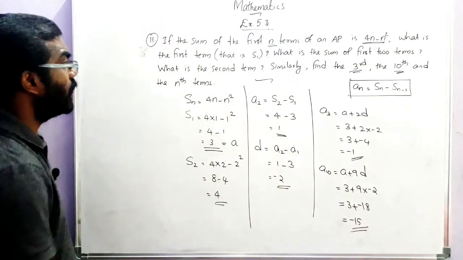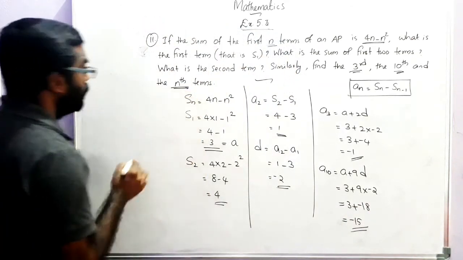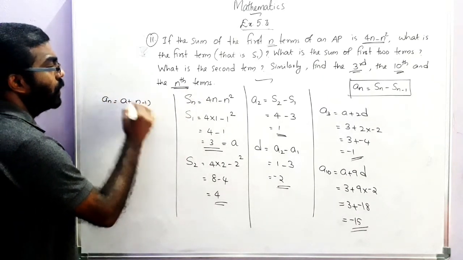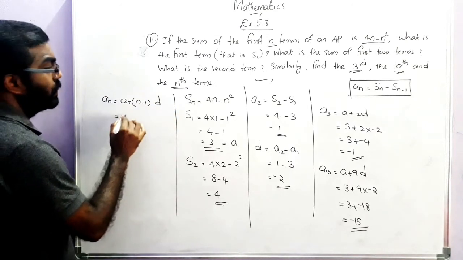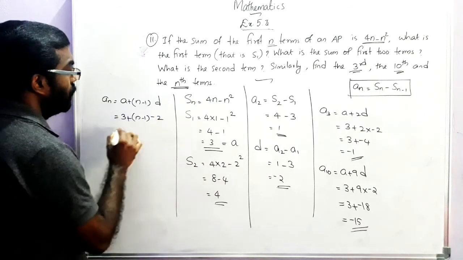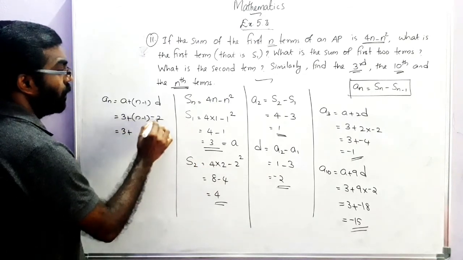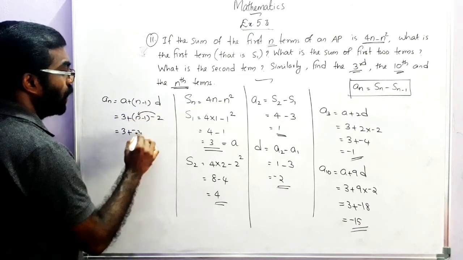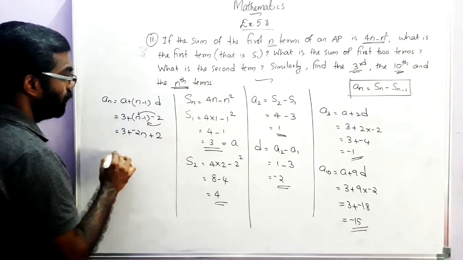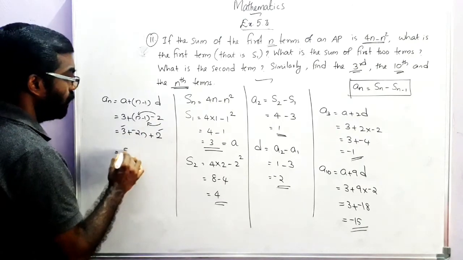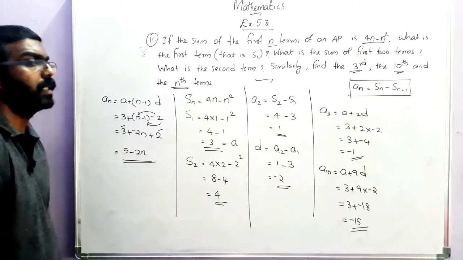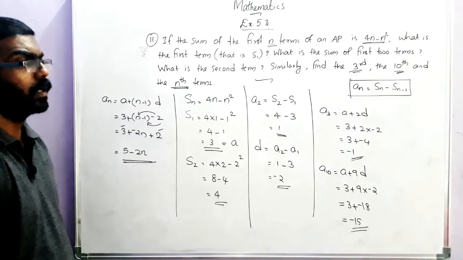Clear? And finally, we have to find the nth term. That is an is equal to A plus n minus 1 into D. Here A is 3. So 3 plus n minus 1 into D is minus 2. That is 3 plus minus 2 into n, minus 2n. And minus 2 into minus 1, minus into minus plus 2 into 1, 2. Okay. And 3 plus 2 is 5. Plus into minus, minus. That is 5 minus 2n. That means the nth term is 5 minus 2n. Understood?